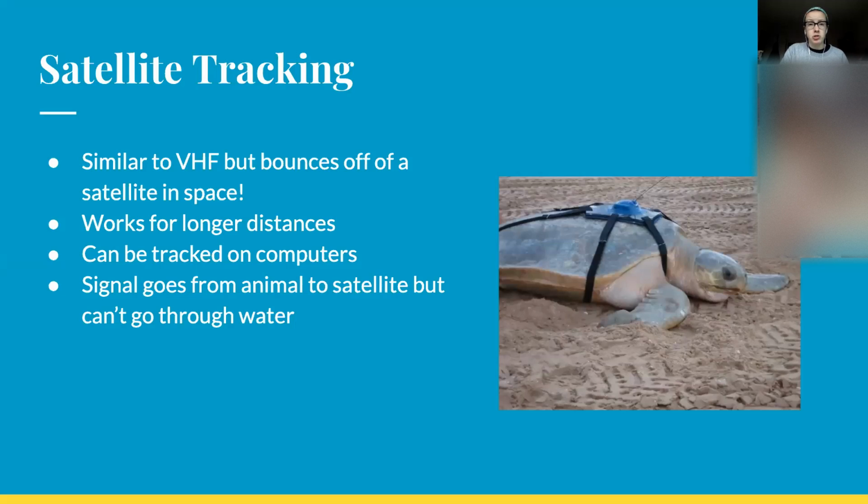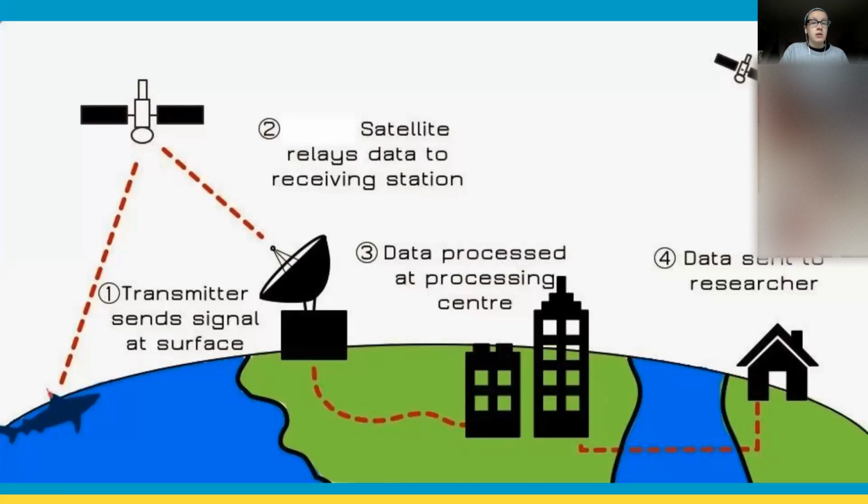But that's a very good question, Lizzie, because it depends on the time. So this is a picture of kind of how it works. You can see here, there's a shark in the water and it comes up to the surface. The transmitter is on its dorsal fin. It sends that information to the satellite, which bounces it down to a station that receives it. And then that can be processed and sent to a researcher.